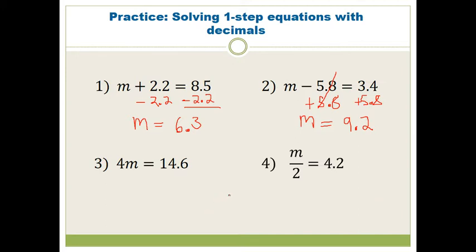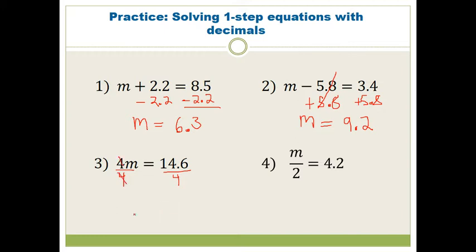All right, so problem 3. 4m equals 14.6. So remember, that means multiply. 4 multiplied by some unknown number is equal to 14.6. Right, so we undo multiply by doing divide. So in this case, I'm going to divide both sides by 4.